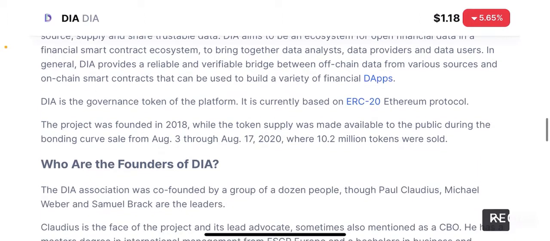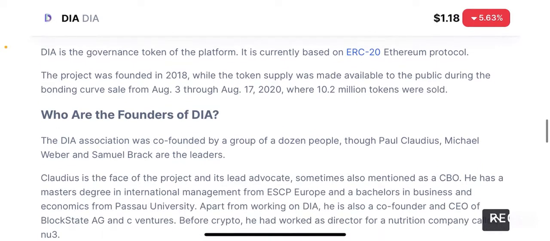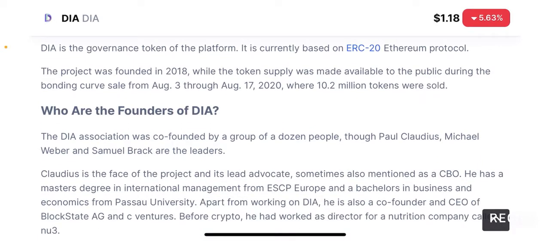And DIA is the governance token of the platform. It is currently based on the ERC20 Ethereum protocol. So just like any other Oracle platform, it is built on top of the Ethereum blockchain. Therefore, the DIA token itself, which is the governance token of the platform, is an ERC20 token, right? So that's something that you need to know as well.